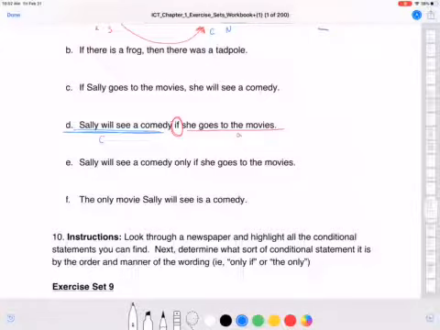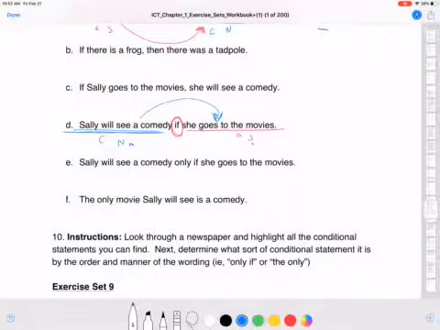And the sufficient condition is that Sally goes to the movies. And the necessary condition is that she'll see a comedy. That's because in this case, her going to the movies is sufficient to guarantee that she's seen a comedy. Conversely, her seeing a comedy indicates that she must have seen a movie. This is actually a little trickier example.